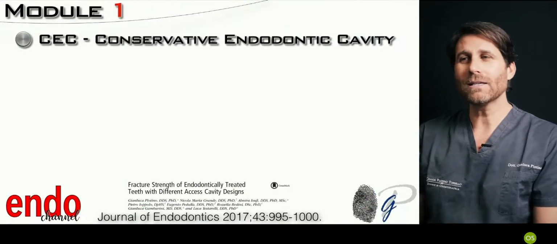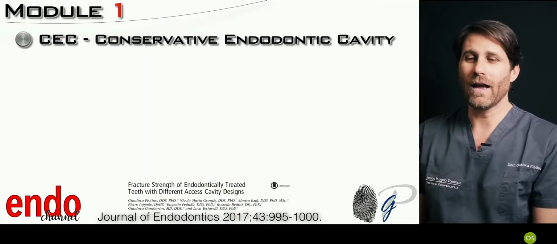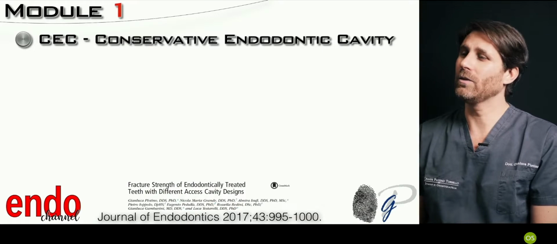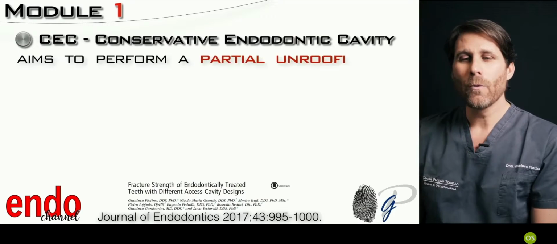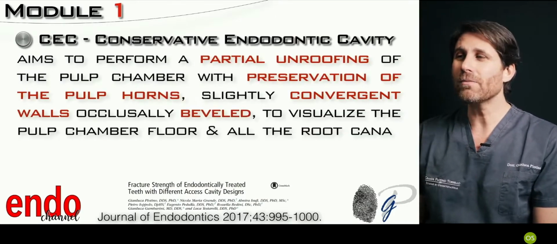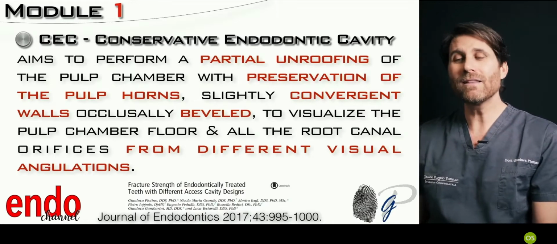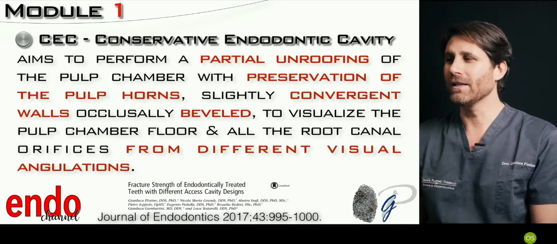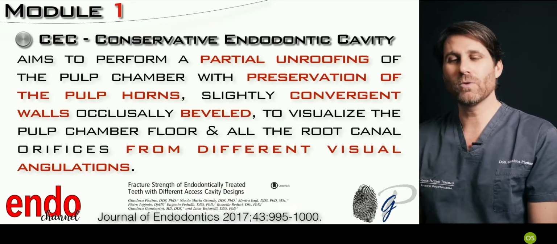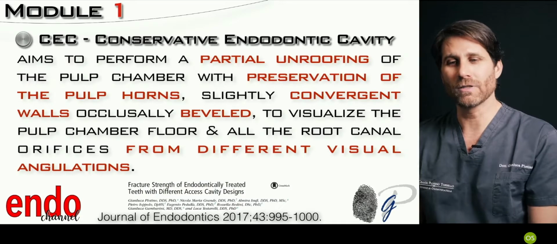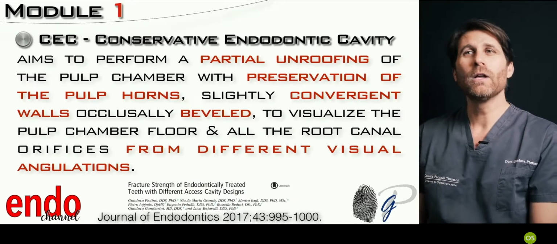The anatomy guides us in the so-called conservative endodontic cavity. The conservative endodontic cavities that we have established and defined in this article, one of the first that has been published on this topic, aim to perform a partial unroofing of the pulp chamber with preservation of the pulp horns, slightly convergent walls, occlusally beveled, to visualize the pulp chamber floor and all the root canal orifices from different visual angulations. This is the definition of the conservative endodontic cavity. The modern cavity that I would like to show you how to perform.